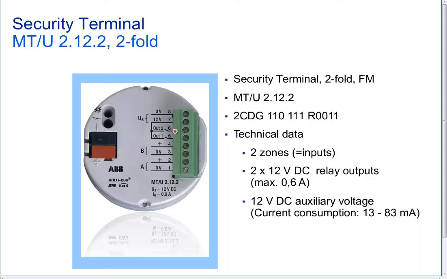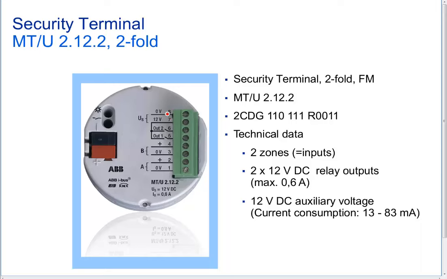We have only 2 circuits, 2 inputs, here our zone number A, zone number B, and we have only 2 relays. No 3 relays, only 2 relays. That's the difference. And we need here still, again, our supply voltage, 12 volt DC, and it's allowed to use the yellow and the white core of the KNX bus cable to supply these devices.